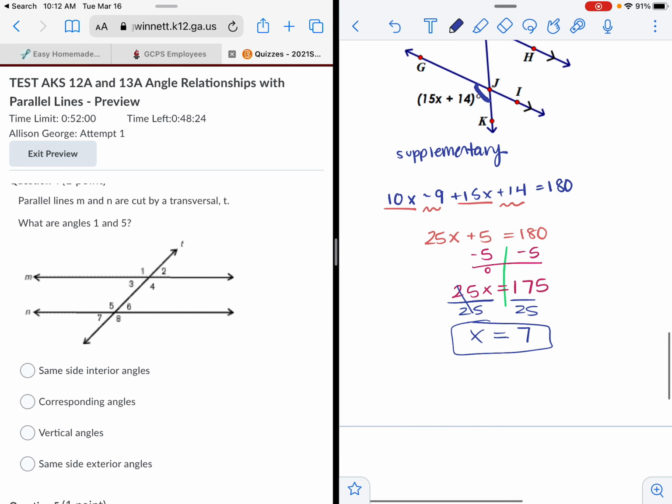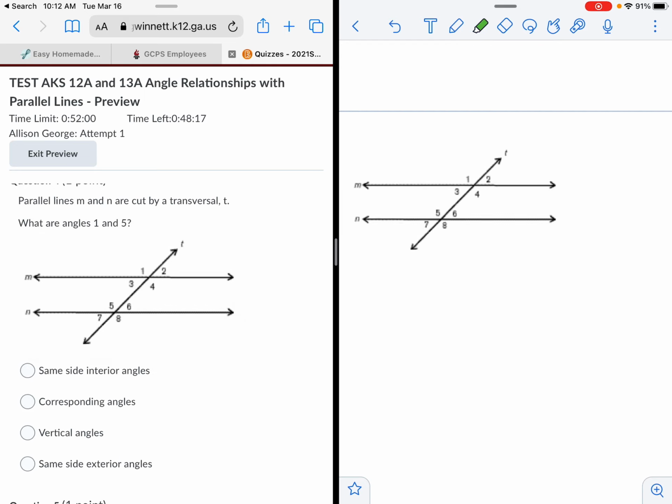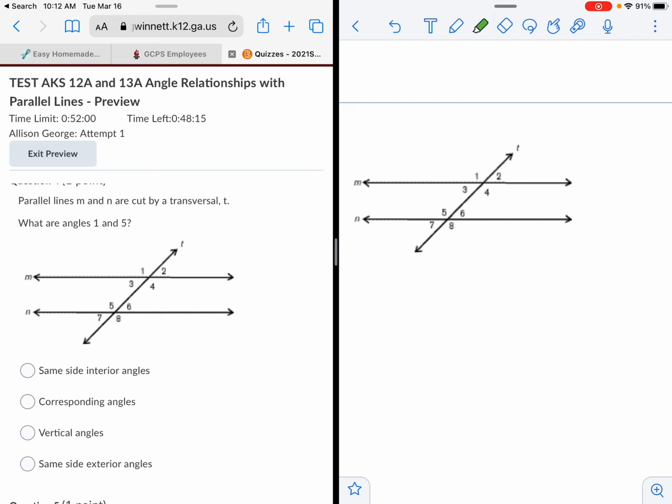All right, the next one, I'm looking for what the angle relationship between angle 1 and angle 5 is, knowing that M and N are parallel. Here's angle 1, and here's angle 5. Based on the way I trace these, you can tell that they are corresponding. They make that little letter F. And so if you remember, the F is the corresponding angles.